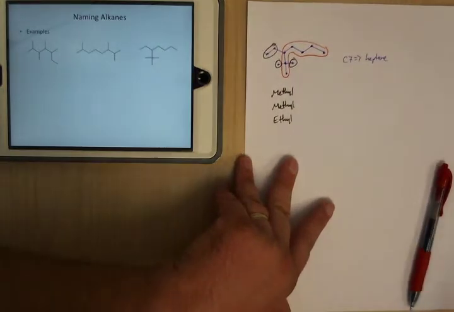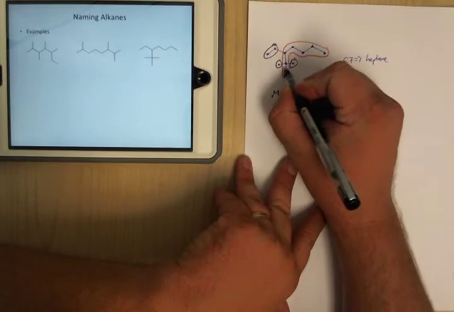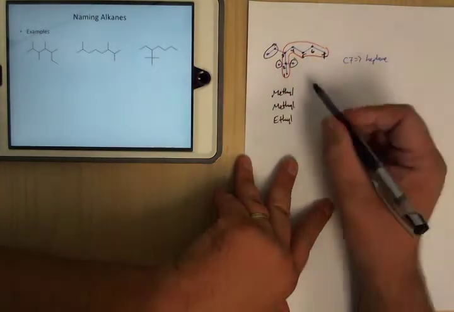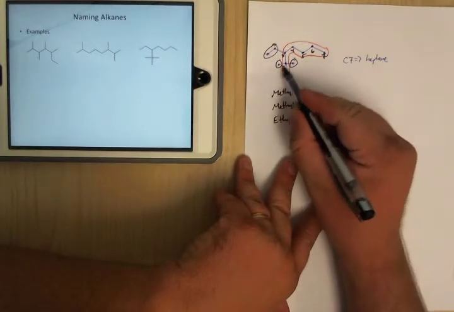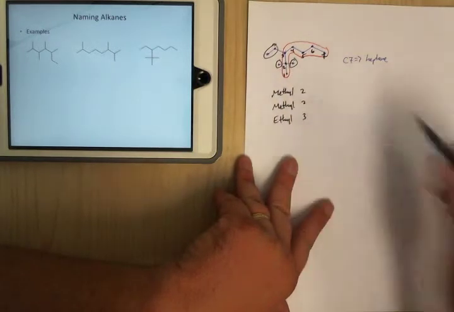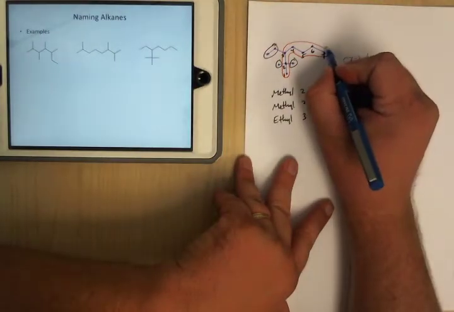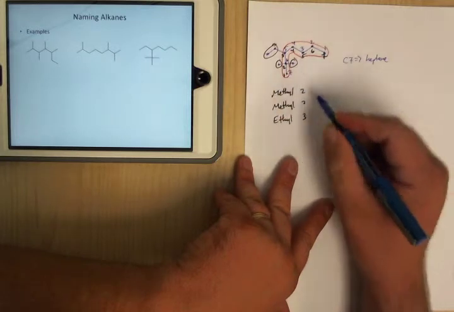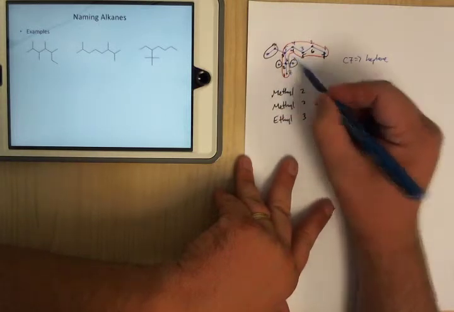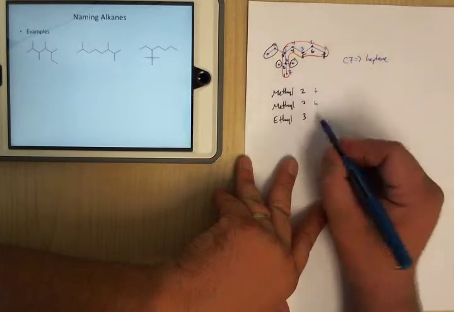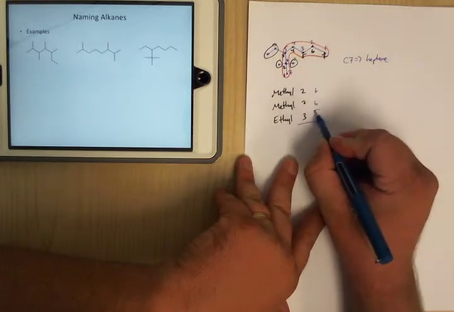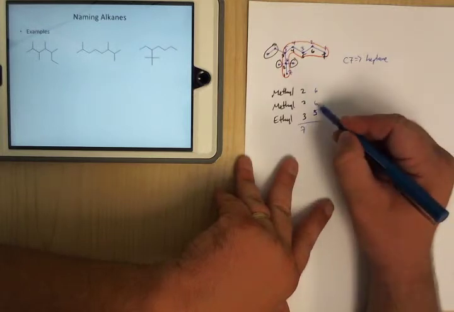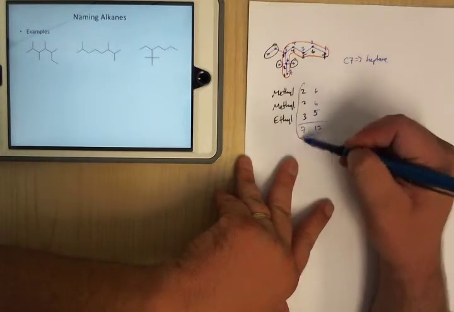If you use the black numbering, it'd be 1, 2, 3, 4, 5, 6, 7. Each of these methyl groups is hanging off of carbon 2, and the ethyl's at 3. We did the blue numbering from this end, 1, 2, 3, 4, 5, 6, 7, so now the methyl groups are at 6, and this ethyl group's at 5. If you add them up, that's 4, 7 versus 12, 17, so we're going to use these numbers here.